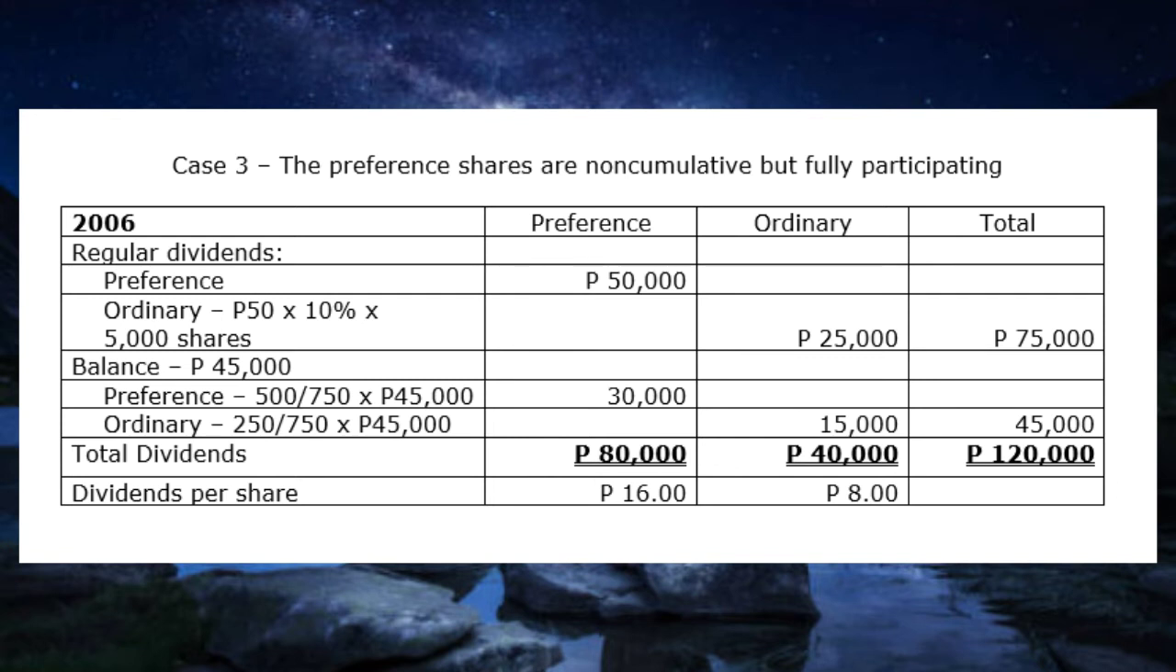Total of 45,000. Total dividends preference 80,000 pesos, ordinary 40,000 pesos, total of 120,000 pesos. Dividends per share, preference 16 pesos, ordinary 8 pesos.